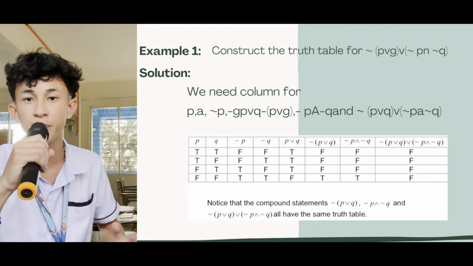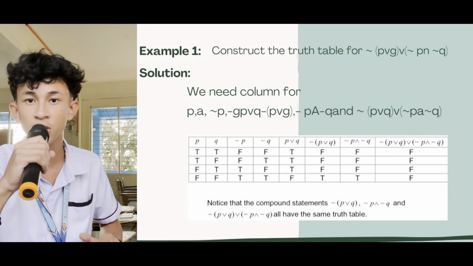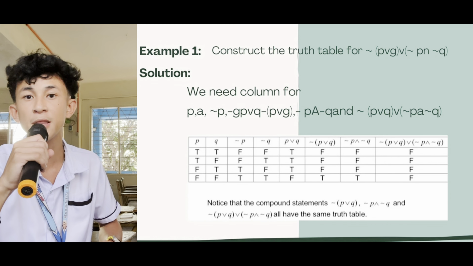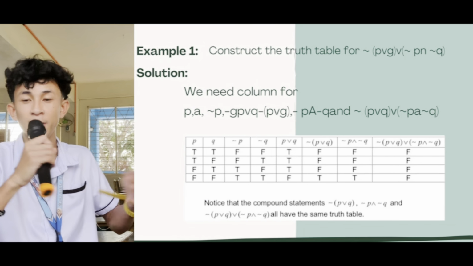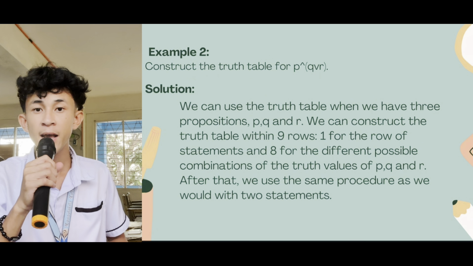Bottom line, all three expressions give the same result. They are logically equivalent. This slide explains how to make a truth table for the expression P conjunction Q and disjunction R.